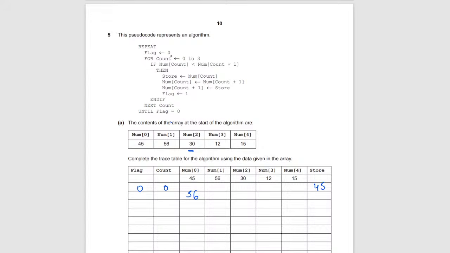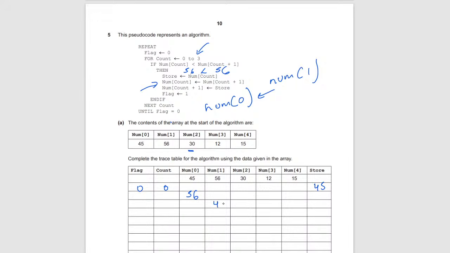Now for 56, the flag is 0 again, but the num count now is still 0. It is still 0, because you see the num count here, in this case num 0, will equal num 0 plus 1, which is num 1. That's how it works. So 56 here, and is 56 less than 56? It is not, so you do nothing here. We move on to the next one.